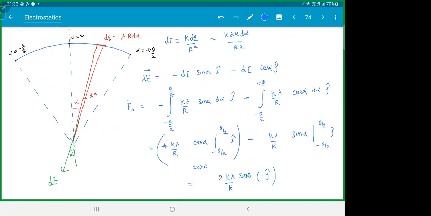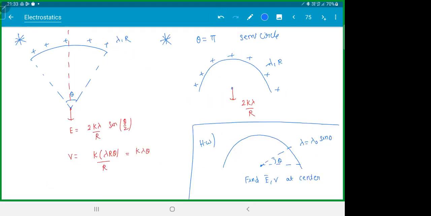So exact same question, what will change? This lambda will become lambda not sine theta, right? That will change in the integration. Everything else will be same. The steps, elements, choosing, everything will be same. So in integration you will get integration of sine square theta, integration of sine theta cos theta. That will be homework. You can give it a try. All got this? Next one.